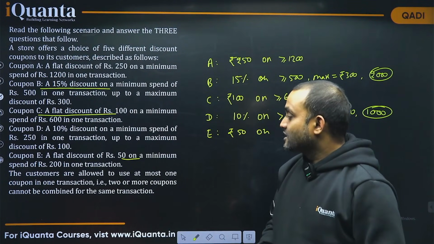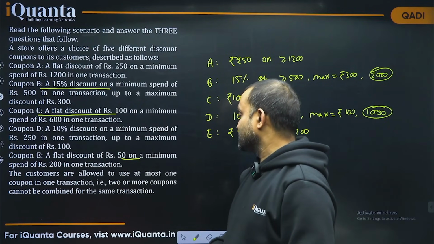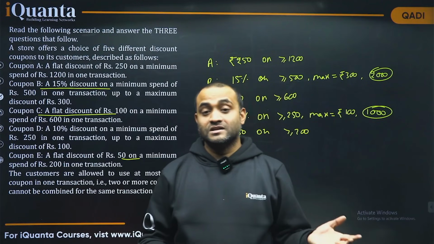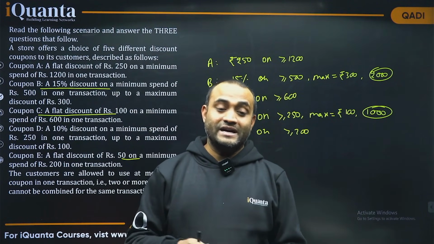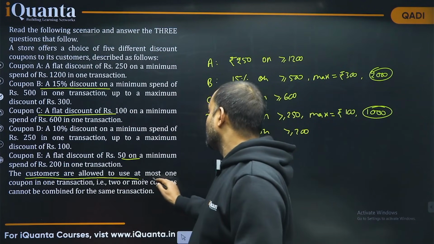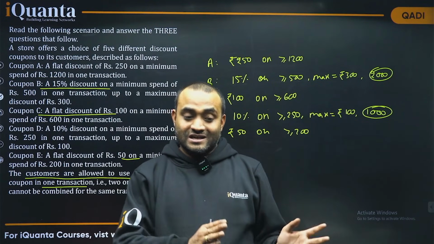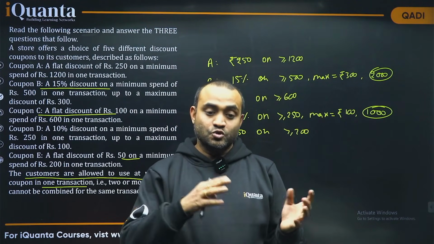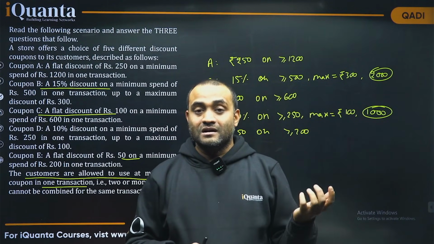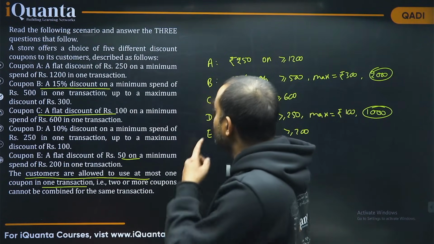All right. Now it says the customers are allowed to use at most one coupon in one transaction. That is, 2 or more coupons cannot be combined for the same transaction, and one coupon will be allowed to use in at most one transaction. That's it. So one transaction, one coupon. You cannot use 2 coupons. Now those transactions could or could not be clubbed together. We don't know anything about that. That will be clear from the questions.